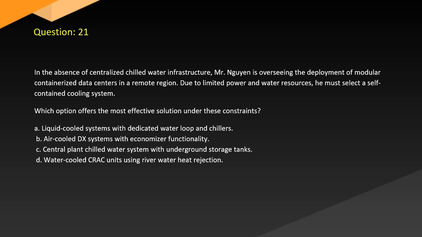A. Liquid-cooled systems with dedicated water loop and chillers. B. Air-cooled DX systems with economizer functionality. C. Central plant chilled water system with underground storage tanks. D. Water-cooled CRAC units using river water heat rejection.